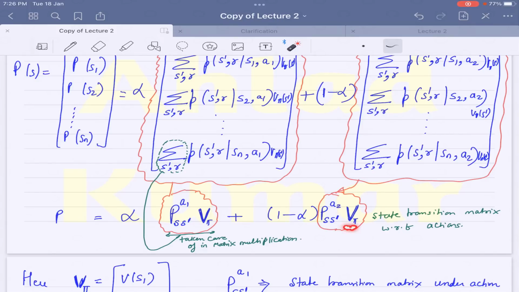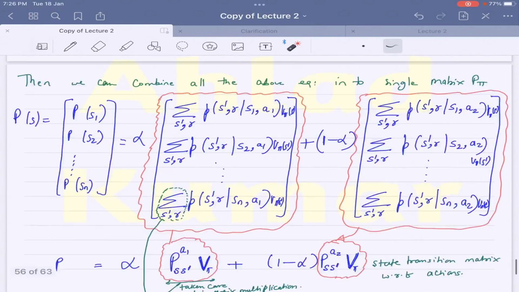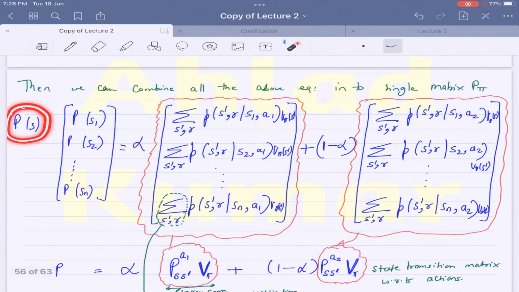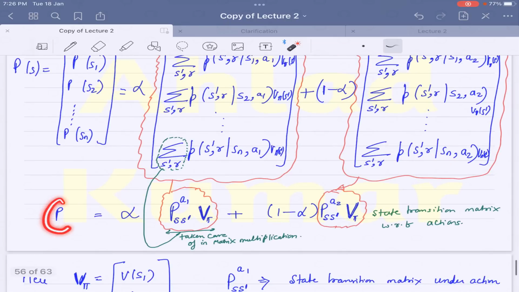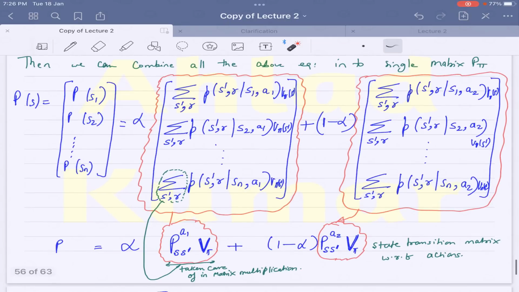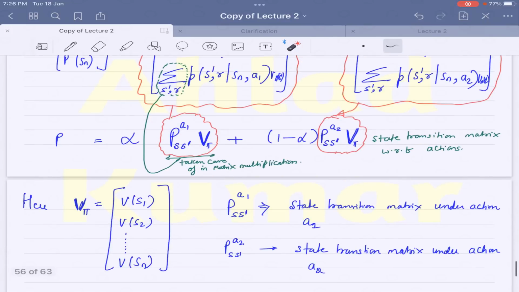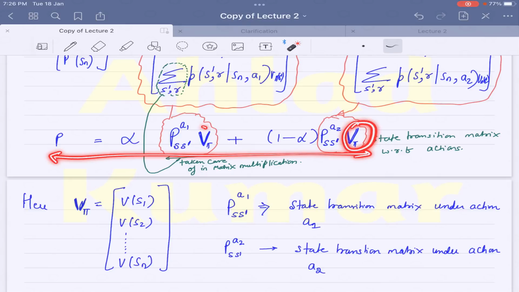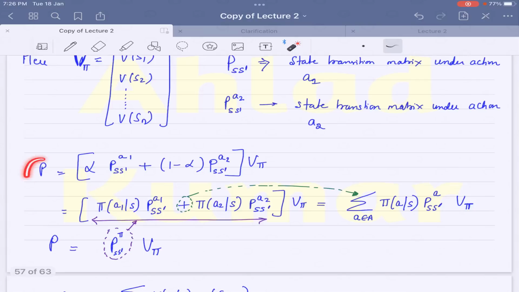And now we have V pi here. So now we can represent this complete P as a matrix P, which is the column vector containing all these elements. So now we have this expression in our hand. Now what we can do is collect the V pi terms on one side and the other terms on the other side. So if you do that, P is nothing but you are collecting V pi on one side and you have kept the other terms on this side here.